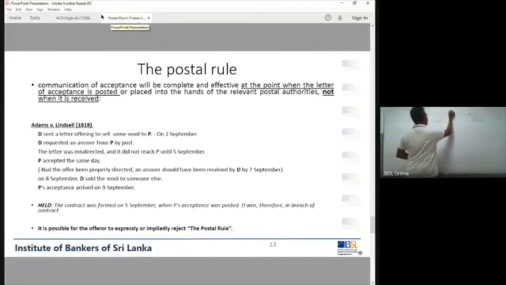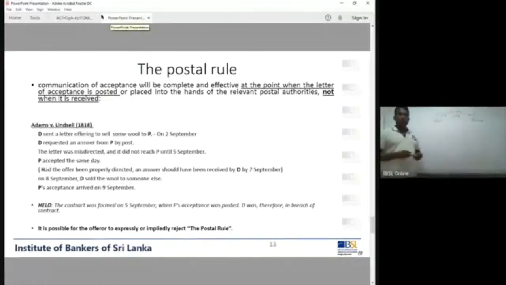So when we send the offer letter, that means he has to send a letter by post, right? So he sent this letter on the 2nd of September. Then he requested an answer from P by post. So the mode of acceptance was also mentioned as by post. So then P has to send the acceptance by post.